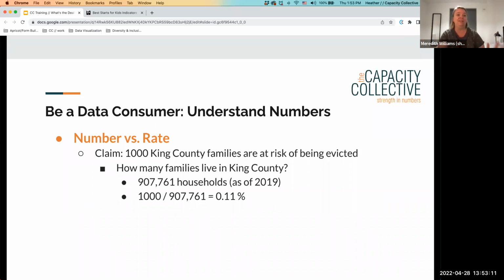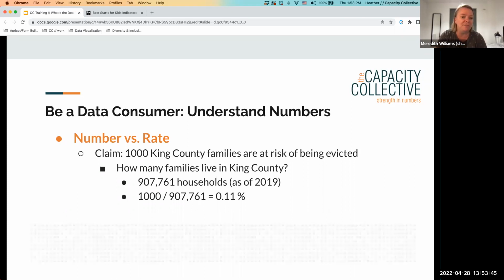So 1,000 divided by that number, 907,761, and you'll see that it's 0.11%. That's not 11%, that's 0.1%. So that means out of every 1,000 households, about one is at risk of being evicted. And of course, every eviction is awful. It's terrible. But when you have a little bit more information, you can determine what do I need to do? How should I feel about that number?